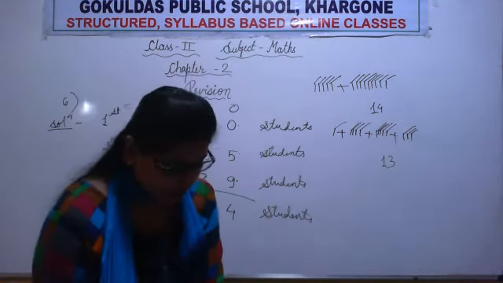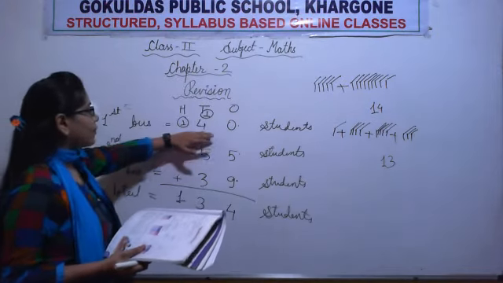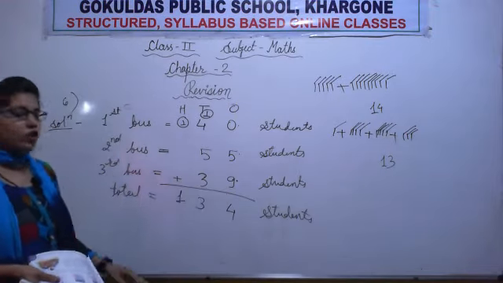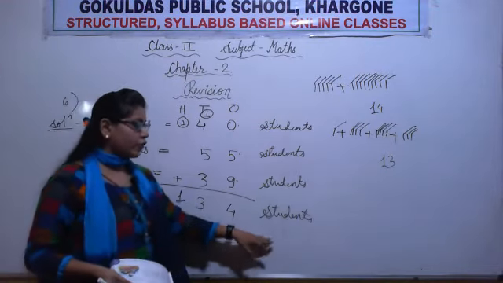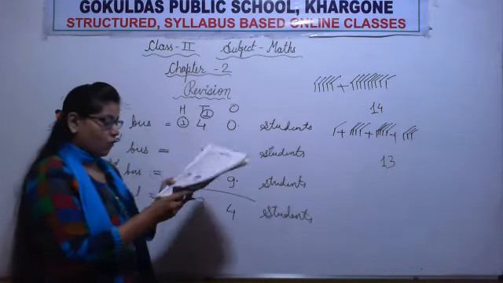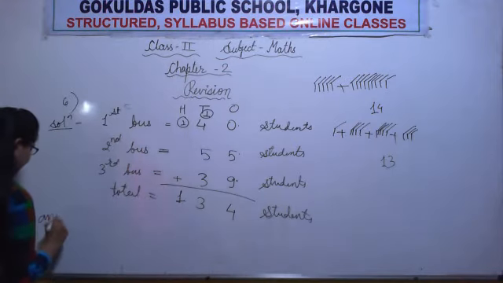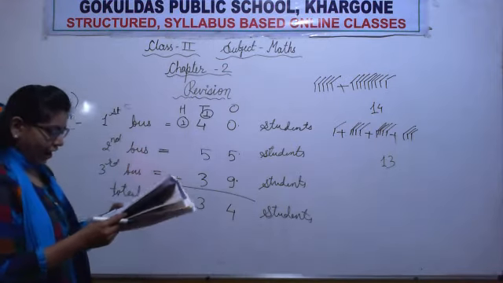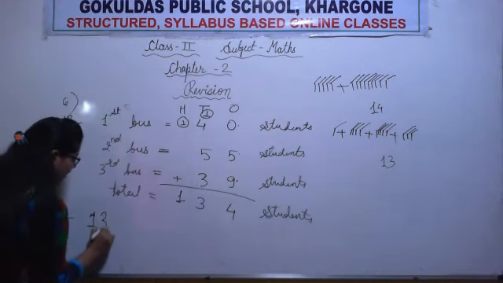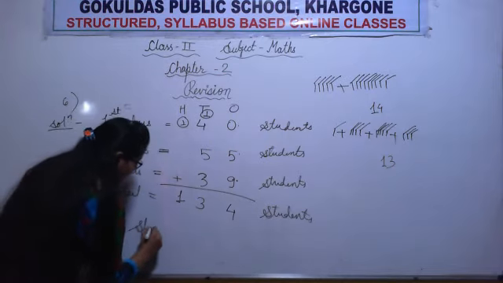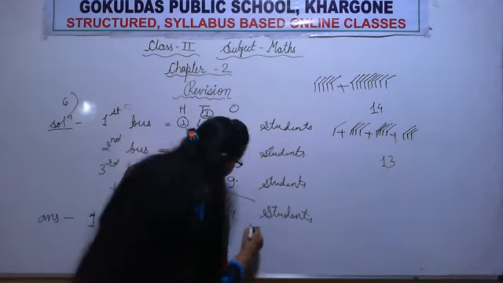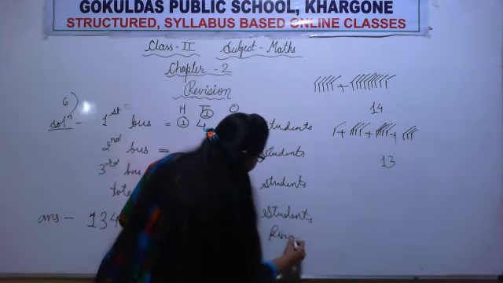So first bus was having 40 students, second had 55 and third bus had 39 students. So total 134 students were there. So you can write only answer in your book. What is your answer? So let's write answer. How many children went on the picnic all together? So what is our answer? Our answer is 134 students went to picnic. So only answer you will write in book, okay?